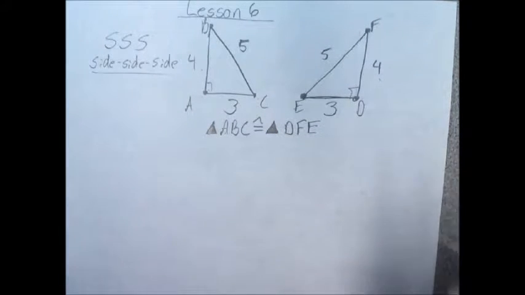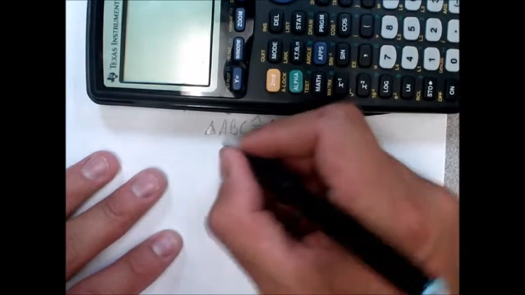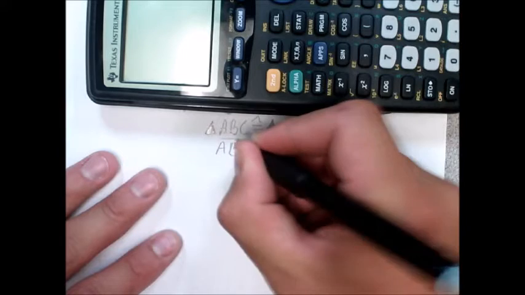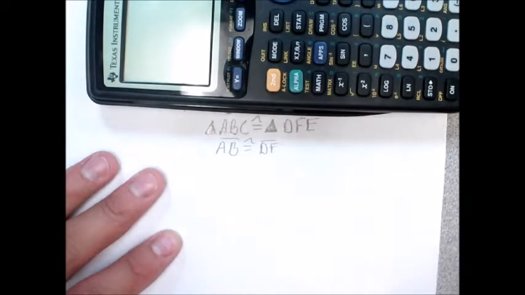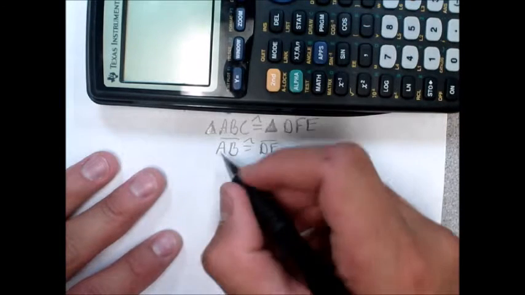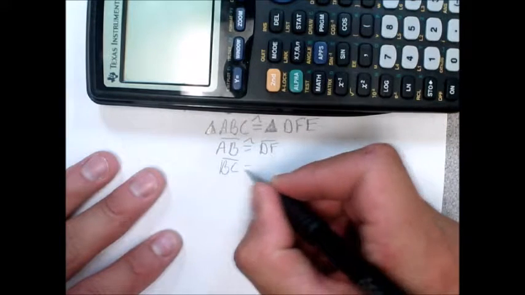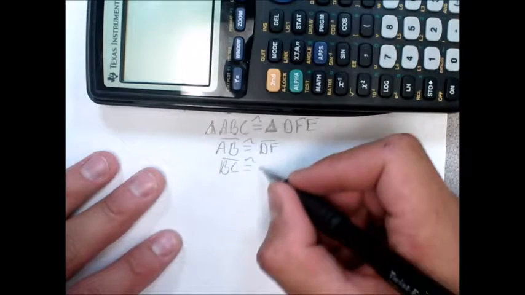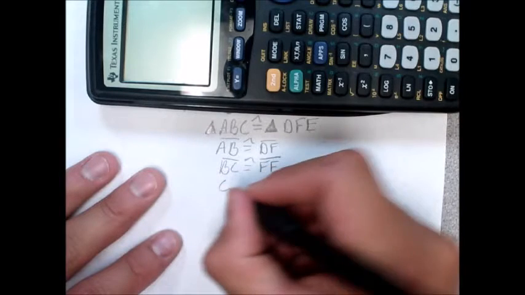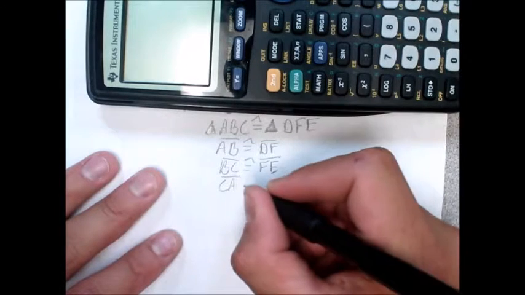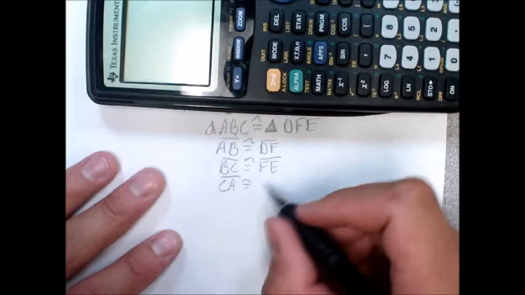So just by writing them in the correct order, I am able to tell you, even if I didn't have the drawing, if I was covering that up, I would still be able to illustrate with confidence that segment AB is congruent to segment DF. Also, that segment BC is congruent to segment FE. And then lastly, that segment CA is congruent to segment ED.